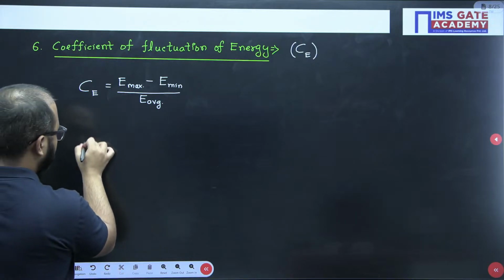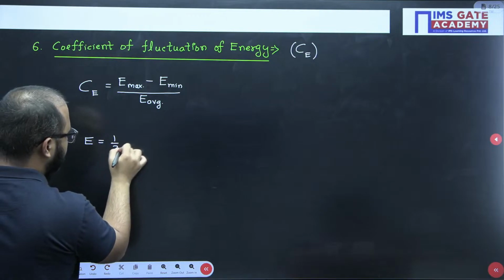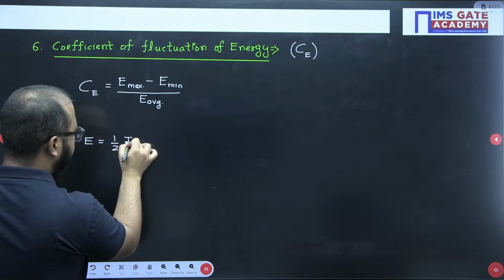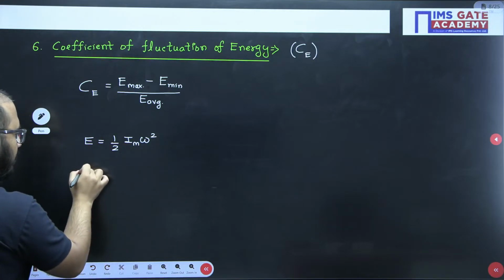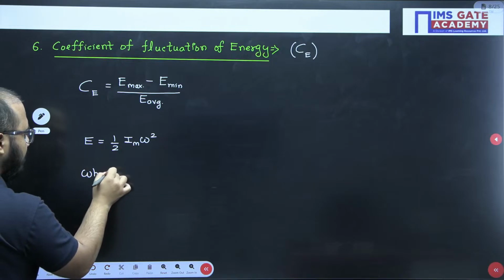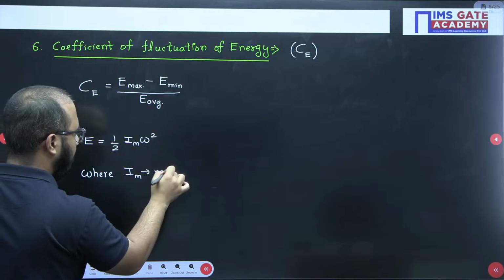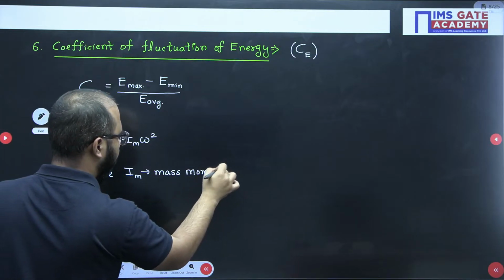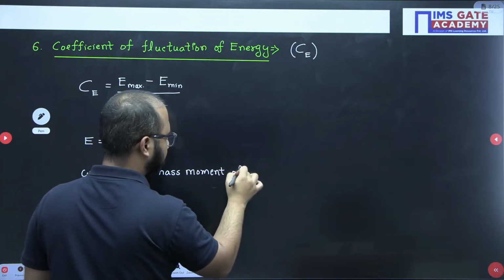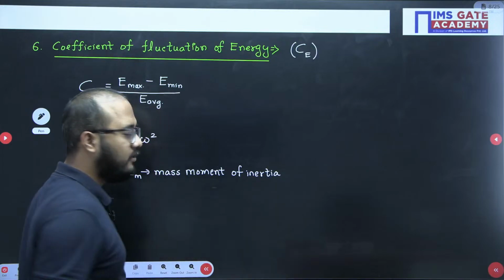Now, how to write this energy? Actually, in the flywheel case, we are concerned with the rotational kinetic energy, so half I omega square, where I is the mass moment of inertia value.